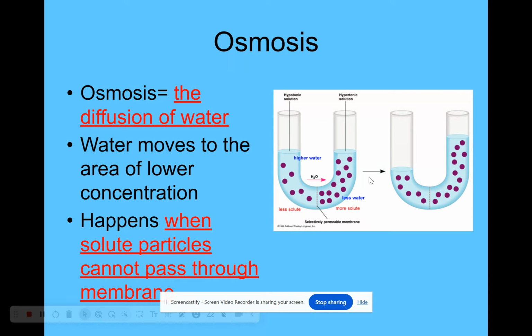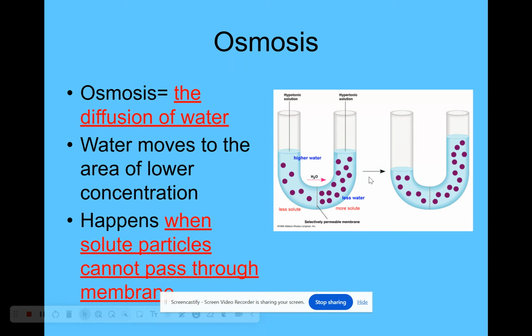So it tried diffusion first. The dots can't spread out. So what it's going to do now is it's going to move water. Water is small enough to move through that opening. So notice water goes from the left side to the right side to help push the red balls apart. Because remember, nature wants to spread things out. So nature will try diffusion first. And if diffusion doesn't work, nature will then move to osmosis.